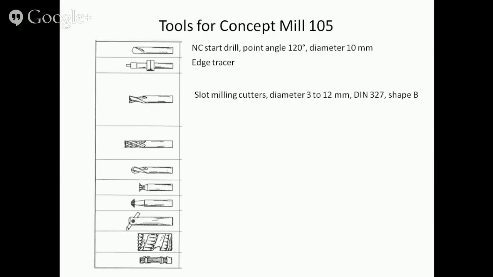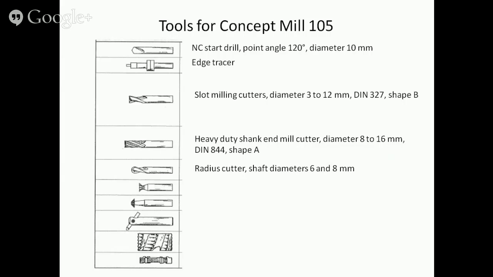There are several slot milling cutters with two face cutting edges, which can be fed into the material along the Z axis. There are several heavy-duty shank and end mill cutters with four main cutting edges for milling in X and Y direction only. Radius cutters of this type are used for milling of convex grooves.